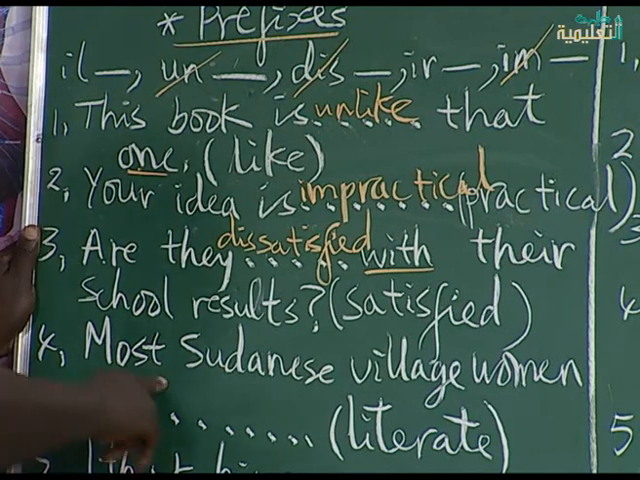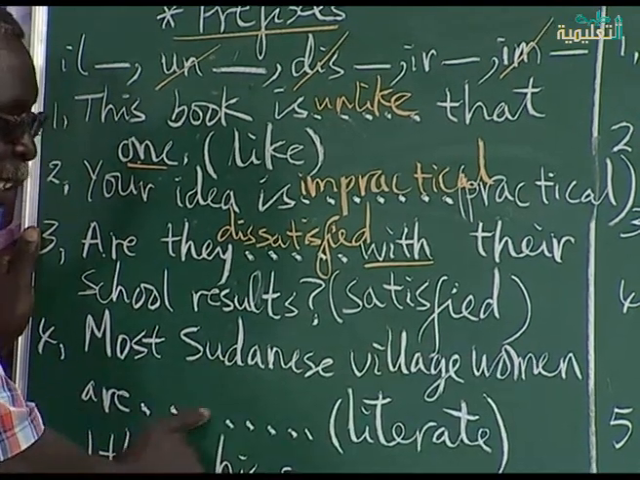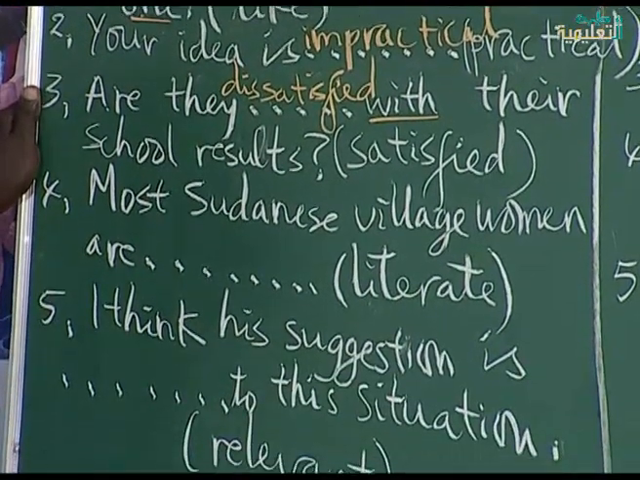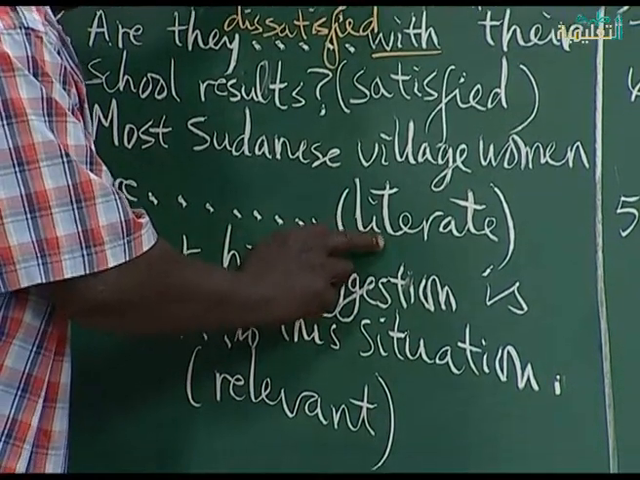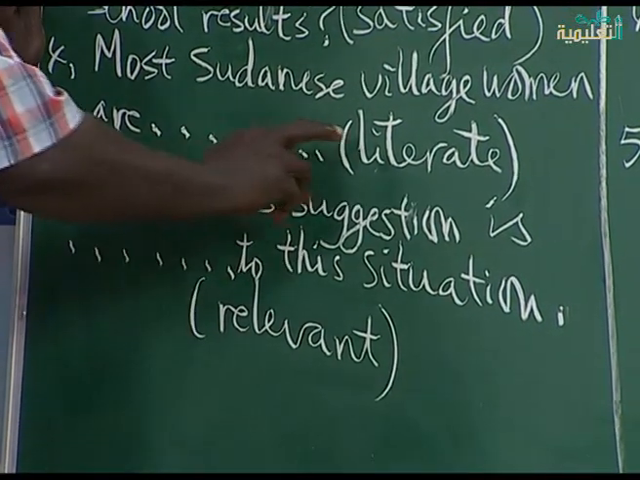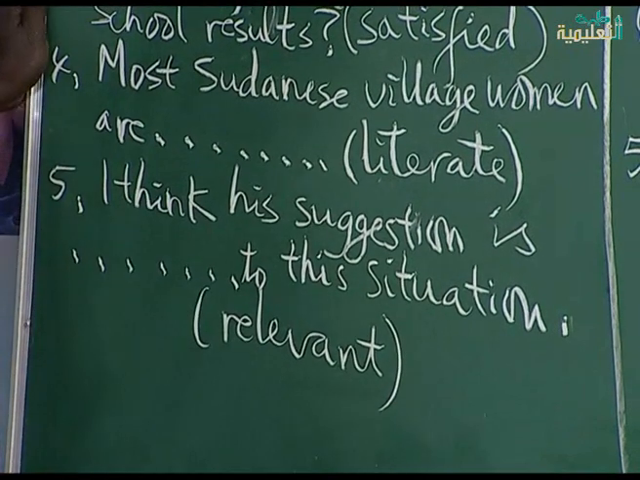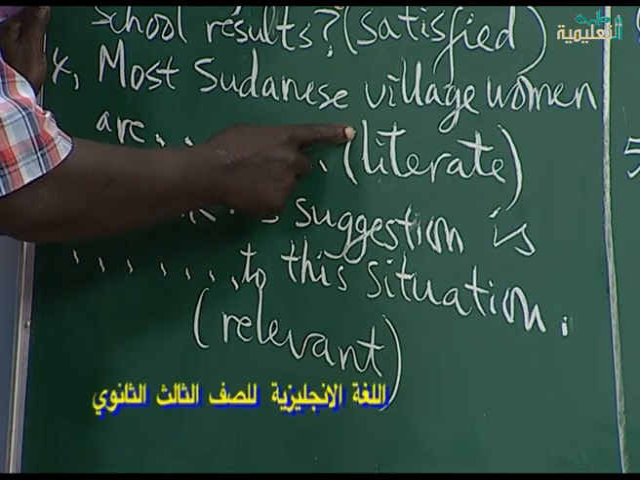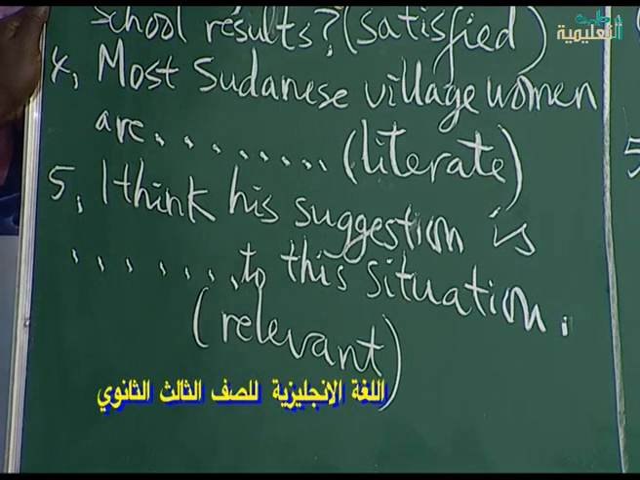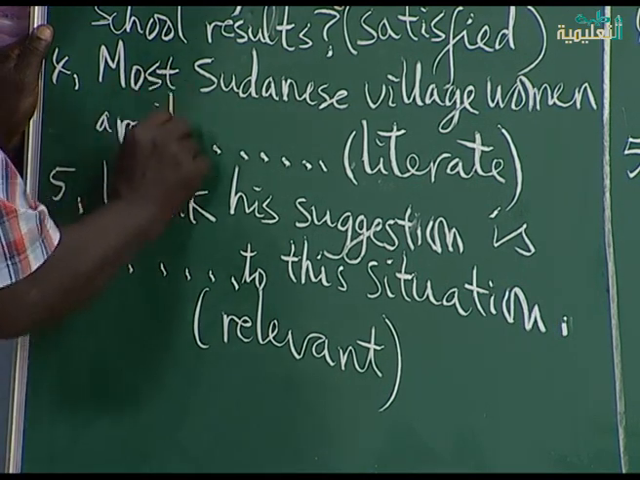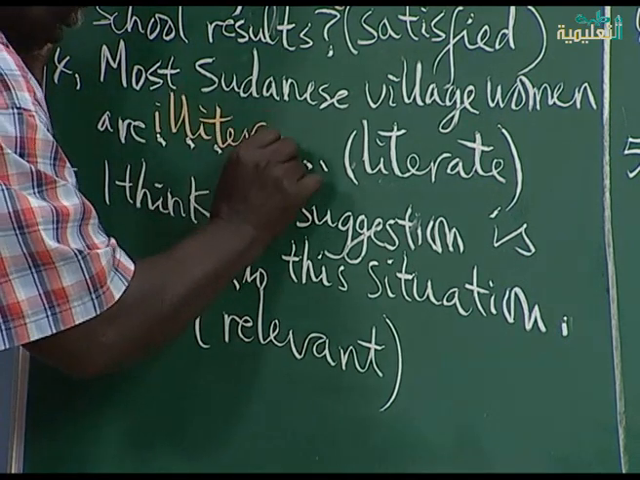The next one, most Sudanese village women are dash. We have the word literate. Literate, in Arabic we say متعلم. A person who can read and write, we say he is literate. L-I-T-E-R-A-T-E. Here, the adjective begins with the letter L, so it is going to have the prefix IL. So it is going to be illiterate. In Arabic we say ummi.